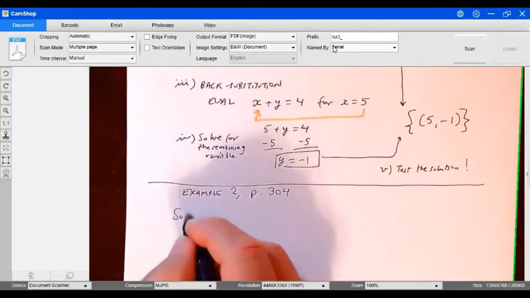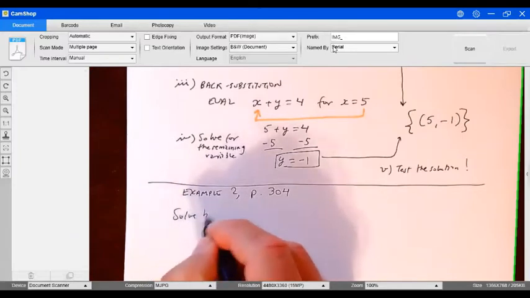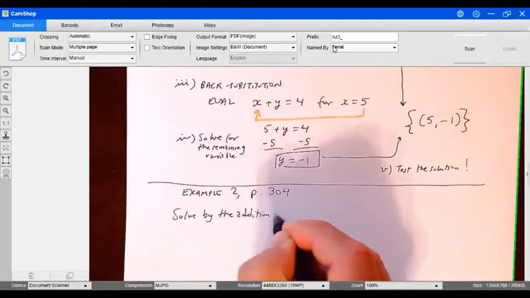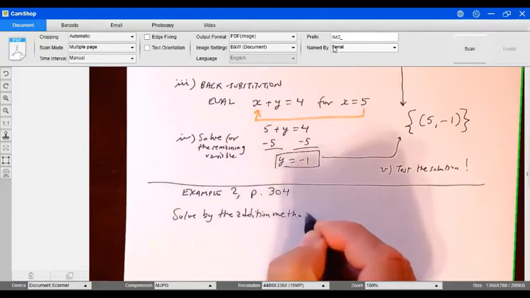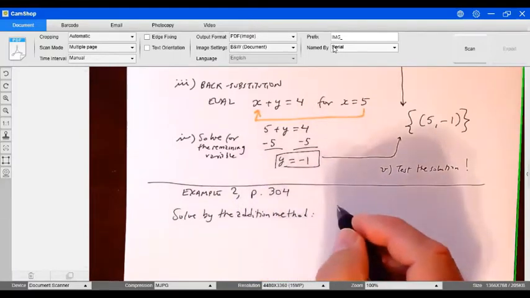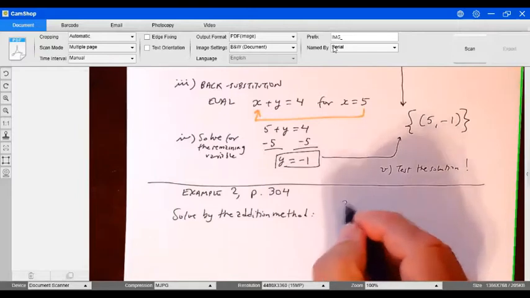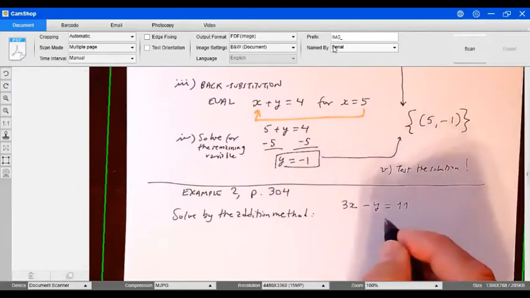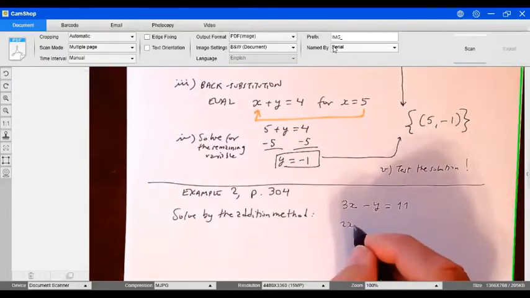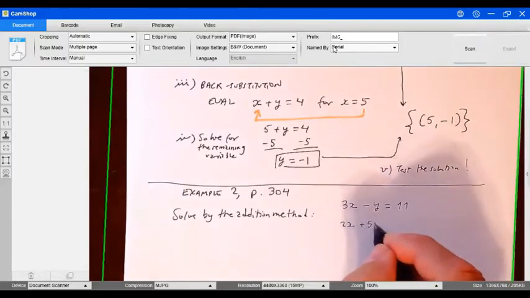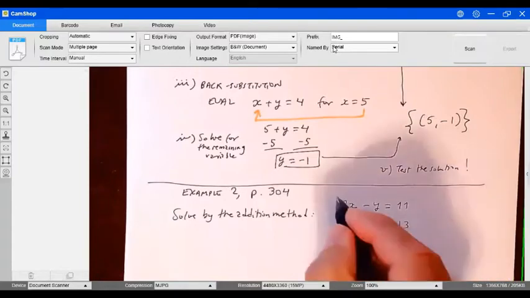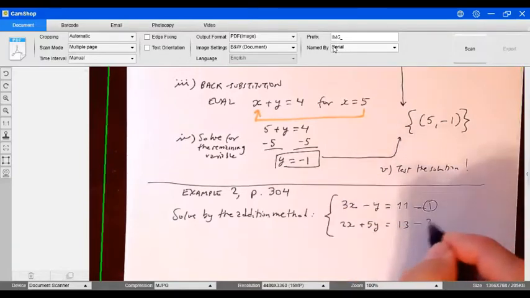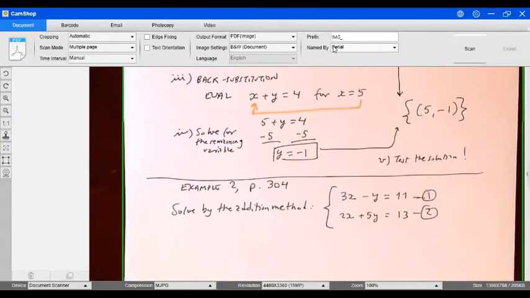We're going to solve by the addition method the following system. So we have 3x minus y equals 11, 2x plus 5y equals 13. So we have equation 1 and equation 2.